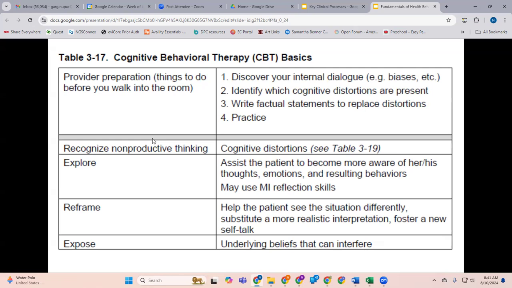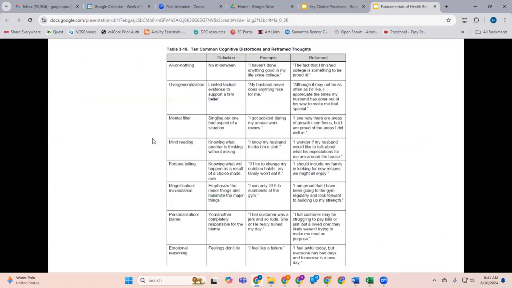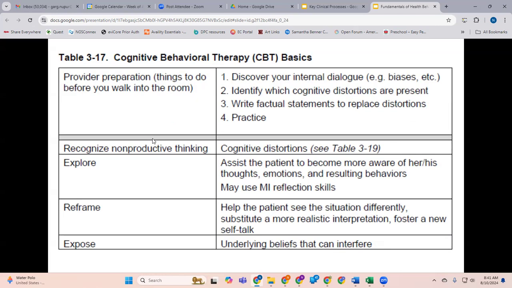So, recognizing non-productive thinking, there are cognitive distortions listed here in a 2-page table. I did memorize these. I don't remember being tested on that, but it might be. It's an easy thing to be tested on, and they were kind of fun to learn. CBT was always something I was curious about, so it was fun to be able to learn it in this.